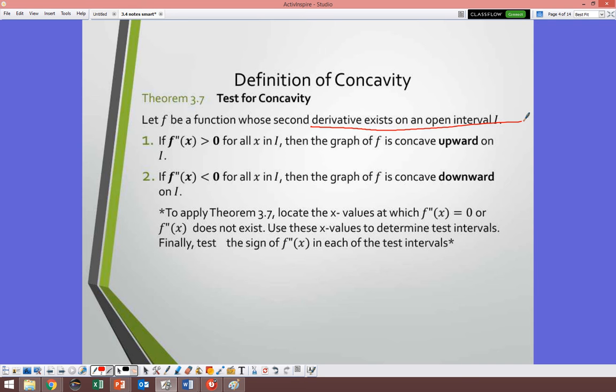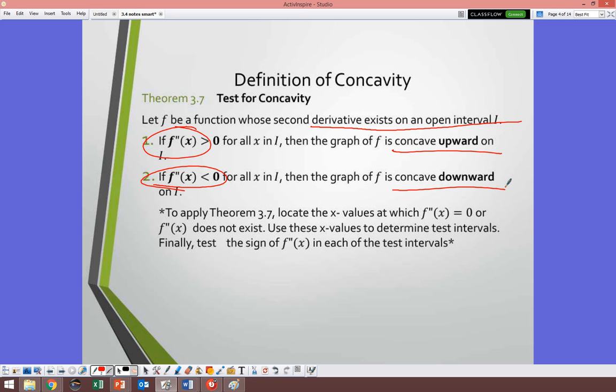All right, so it says f double prime of x is greater than 0. So that's the second derivative is greater than 0 for all x in I, then the graph is concave upward. That's important, concave upward. So positive, concave upward right here. If it's less than 0, so that's negative, so that's going to be concave downward.